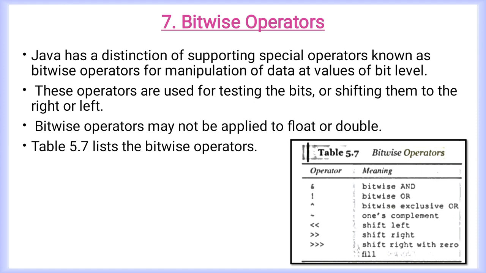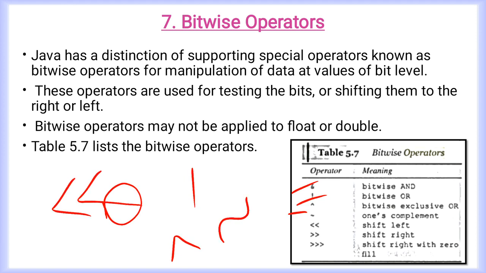So for bit level values, zeros and ones, to carry out bitwise operations you can use the bitwise operators. Ampersand is bitwise and, bitwise or, bitwise exclusive or with this symbol, and ones complement with the tilde symbol, then shift left with double less than, double greater than for shift right, and triple greater than for shift right with zero fill. These are all the bitwise operators. These operators are not applied to float or double.